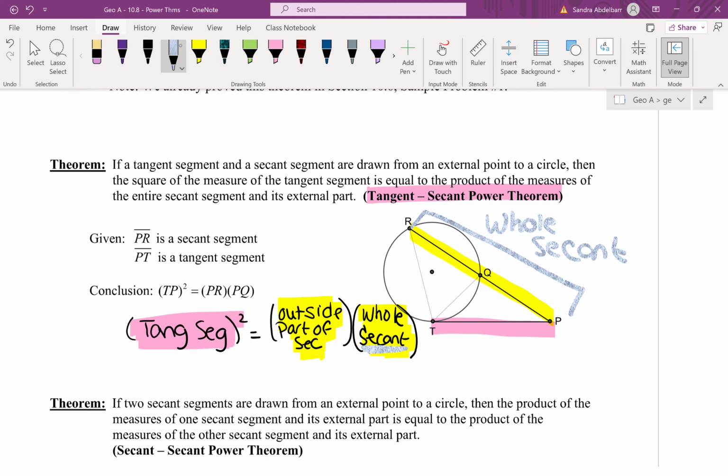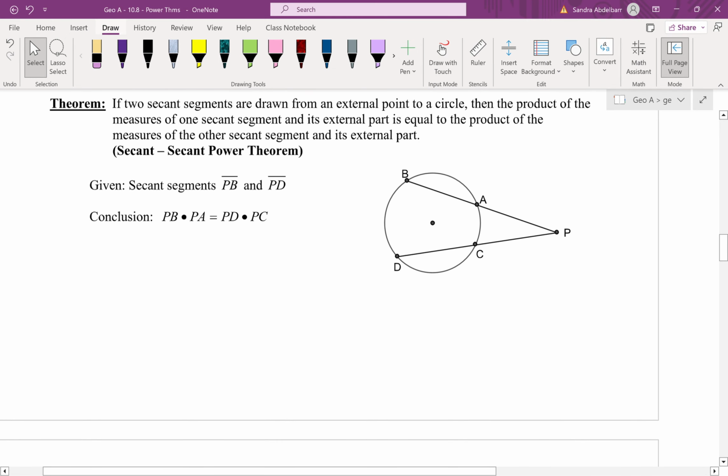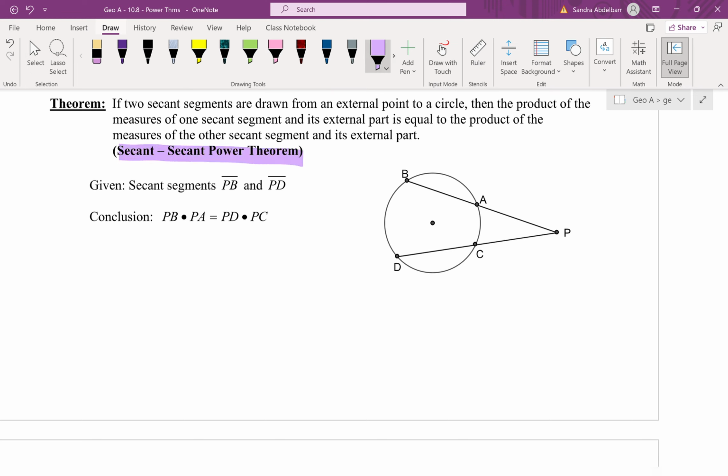That's your whole secant. All right, so we did the chord-chord. We did the tangent secant. All right, what is this? The secant-secant. Guess what? A secant-secant power theorem is made up of two secants. All right, so how are we going to find the lengths here?